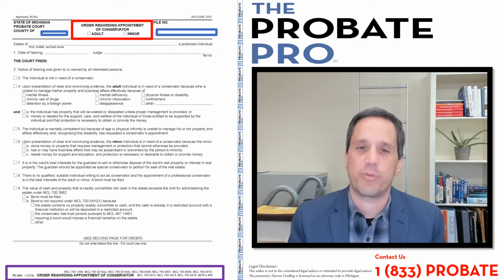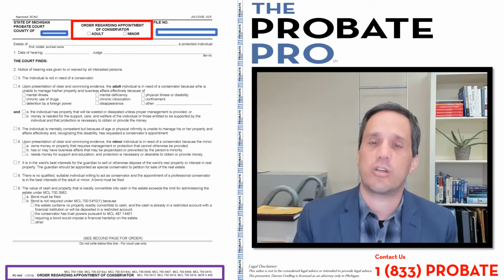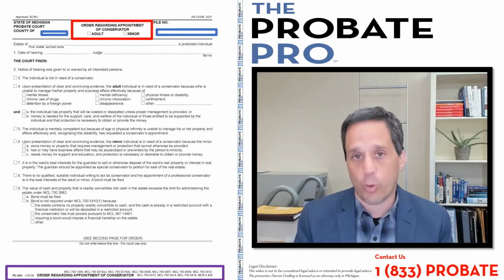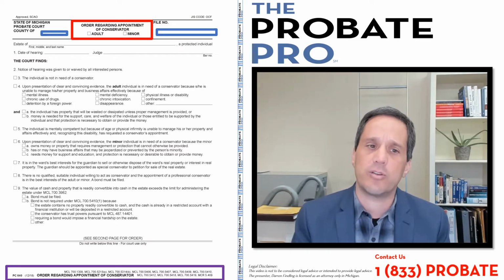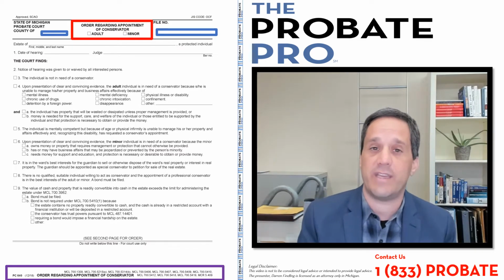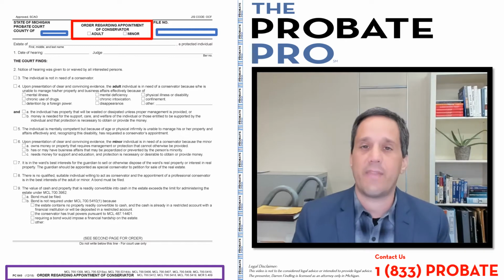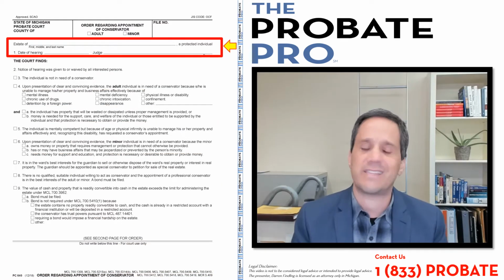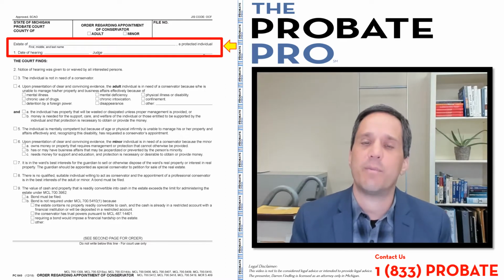Let's work our way through the order itself. Top left corner is the county in which the conservatorship is pending. Top right corner is the file number or case number. In the middle, you'll see there's a checkbox for whether this applies to an adult over the age of 18 or a minor. So again, the form is versatile, can be used for both purposes. The next section is pretty intuitive. The name of the estate.